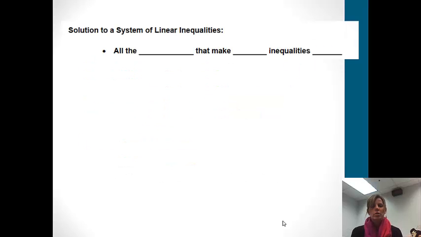Alright, so a solution to a system of linear inequalities, if you remember with inequalities we do lots of shading, so there's more than one right answer. Same thing with systems of linear inequalities, there are going to be all sorts of answers, not just one. So when we solve it, it's going to be all of the points that make both inequalities true. So we're going to do lots of testing, and again, I'm just going to put an X and a Y because there's going to be all sorts of points that we're going to be dealing with.